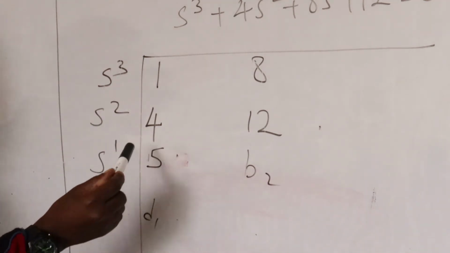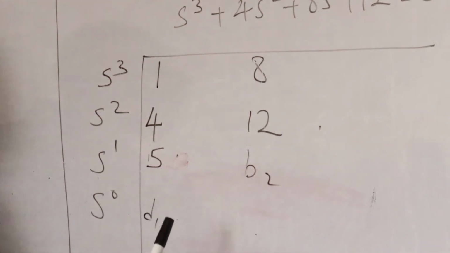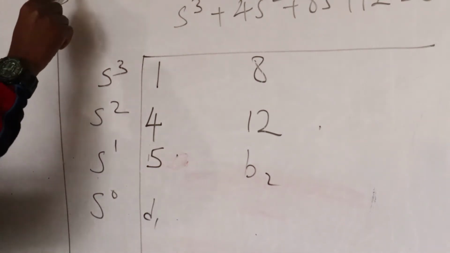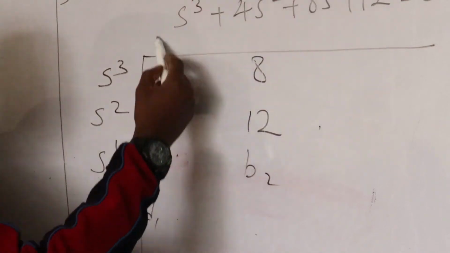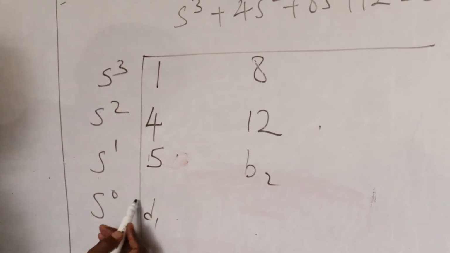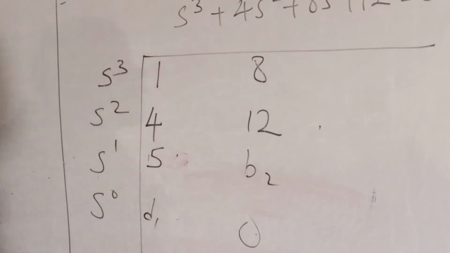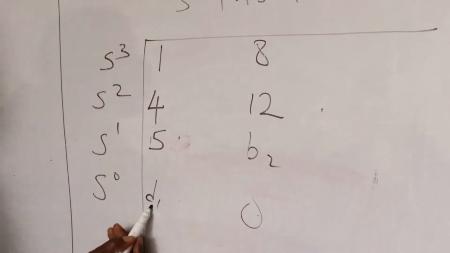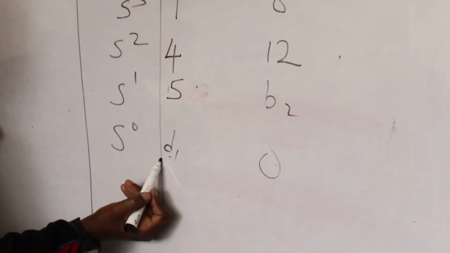When we jump one coefficient, then what are we going to have? S raised to power negative 1. Do we have such in this equation? Yeah? So that is why it does not exist. Same with this, you will only get this. This one will obviously be 0 because this is the coefficient of S raised to power 0.